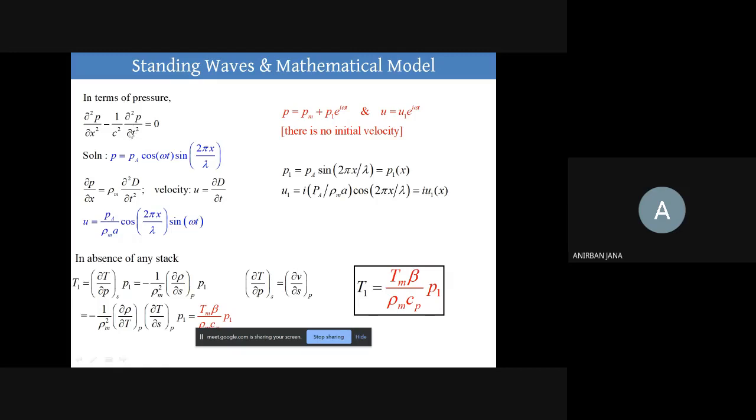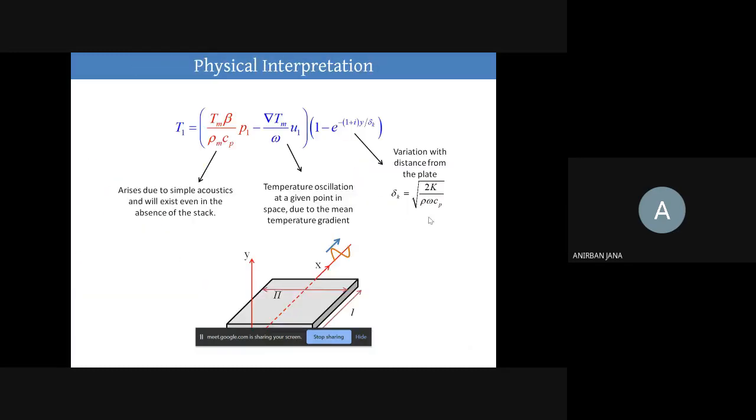So what you have is a wave equation, and this is the normal pressure wave oscillation you can get. In the absence of any stack, you get this formula, which is the simple acoustic formula. P1 is the pressure oscillation, T1 is the temperature oscillation, and this depends on the property of the gas which you have. But when you introduce a stack, this temperature gradient gets modified. This is the stack I'm talking about, where heat transfers from the stack into the gas and vice versa.